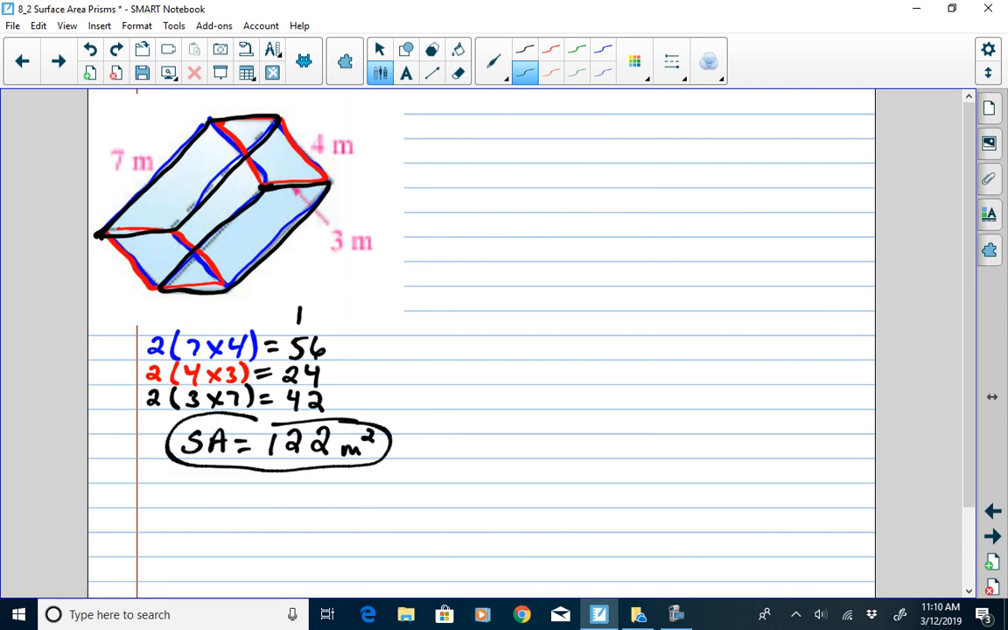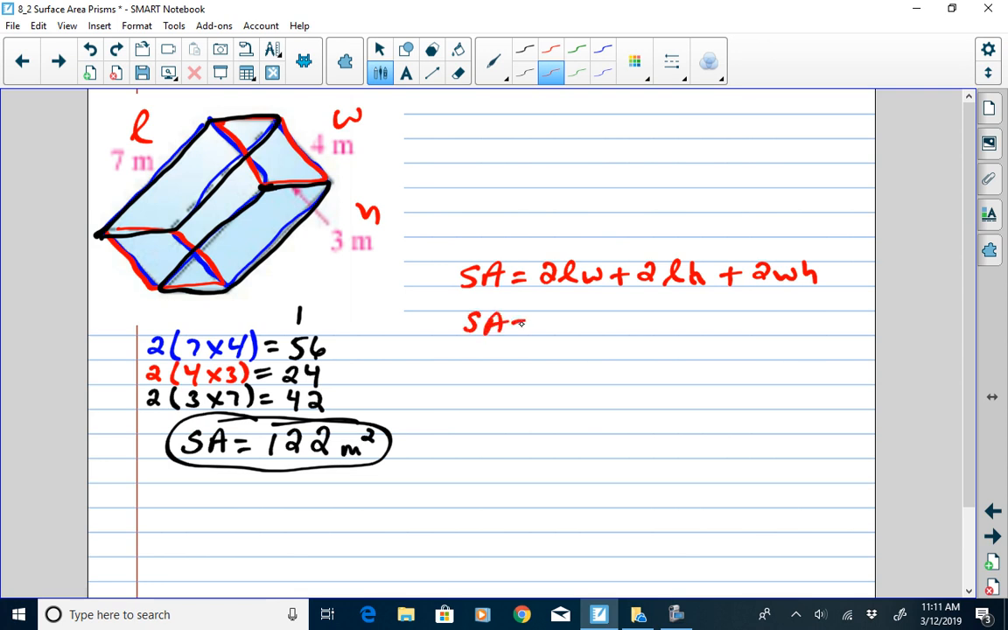for our surface area. If I'm using the formula, surface area is equal to 2 times length times width plus 2 times length times height plus 2 times width times height. Length, width, height. Remember, the order in which you use them does not matter, as long as you have one of the measurements labeled as length, another labeled width, another labeled height.